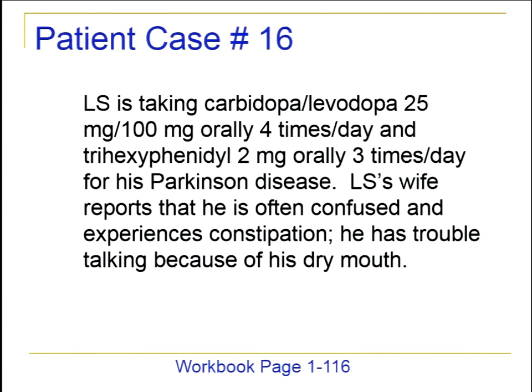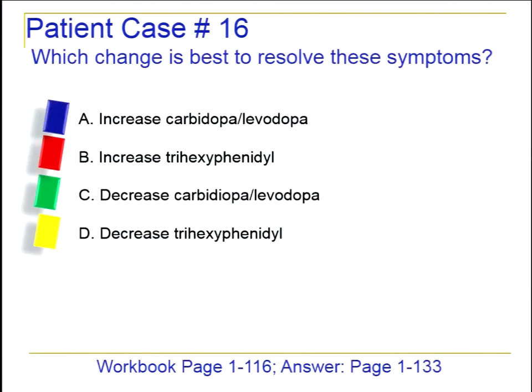Proceeding on, again, at our whirlwind pace, we have Parkinson's disease. So LS is taking carbidopa-levodopa 25/100 4 times a day, and trihexyphenidyl 2 milligrams 3 times a day for his Parkinson's disease. His wife reports he's often confused and experiences constipation. He has trouble talking because he has a dry mouth. What will we do to fix this? Increase carbidopa-levodopa, increase trihexyphenidyl, decrease carbidopa-levodopa, or decrease trihexyphenidyl. No doubt about it, right? Okay, so we want to decrease that anticholinergic.